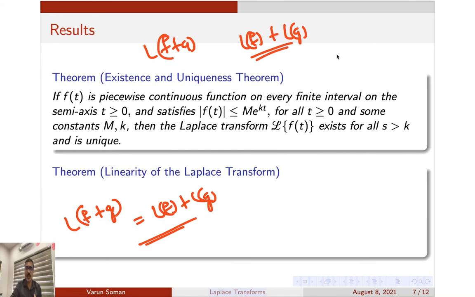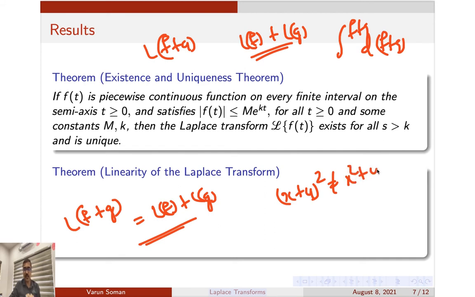Many functions are linear. For example, derivatives are linear. The derivative of f plus g is actually f dash plus g dash, and the integral of f plus g is simply the integral of f plus the integral of g. But all functions are not linear. If you take the squaring function, x plus y the whole square is not equal to x square plus y square. So there are functions which are linear and functions which are not, but your Laplace transform is a linear function. That's one idea.